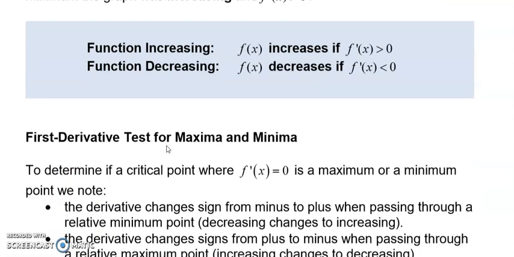Well, when is the function increasing? The function is increasing when the first derivative is greater than 0, because remember, the derivative is your slope. And if you have a curve that's going upwards, then your derivative is going to be positive.